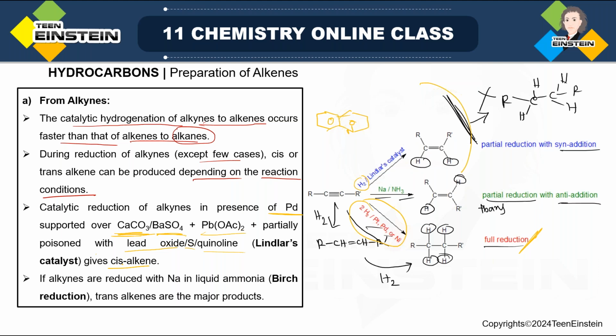And the alkyne can also be reduced with sodium in liquid ammonia. All these reactions are reduction, because you are adding hydrogen. In the case of sodium in liquid ammonia, it also has a name. It is a name reaction, which is Birch reduction. In this case, trans alkenes are the major products. And when it is Lindlar catalyst, cis is the major product.